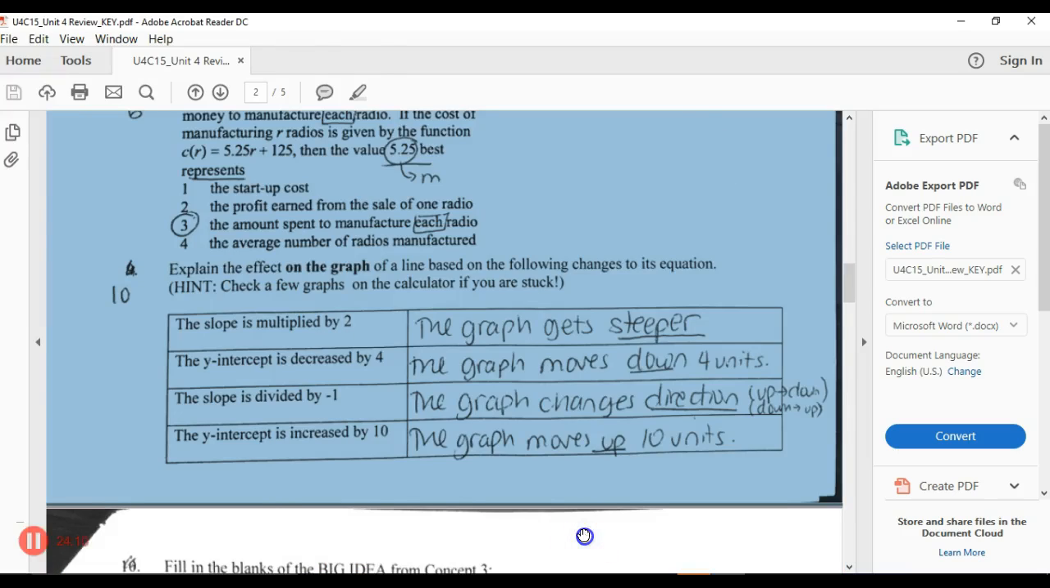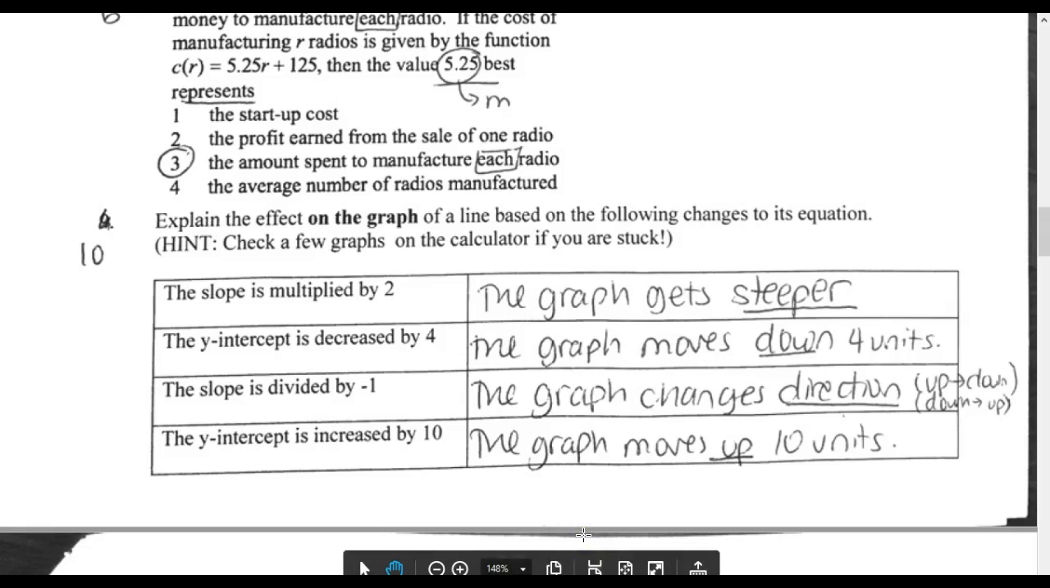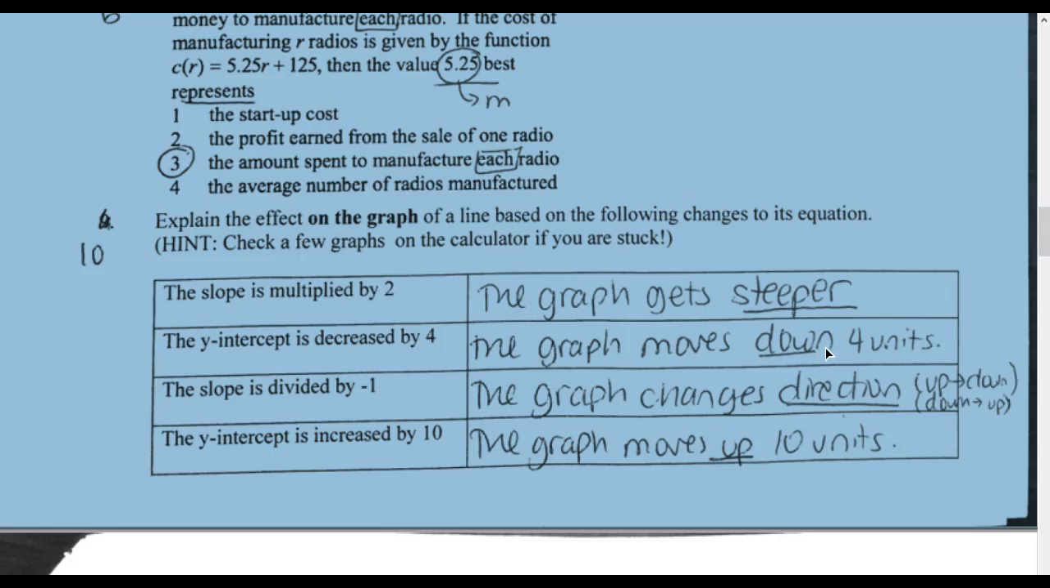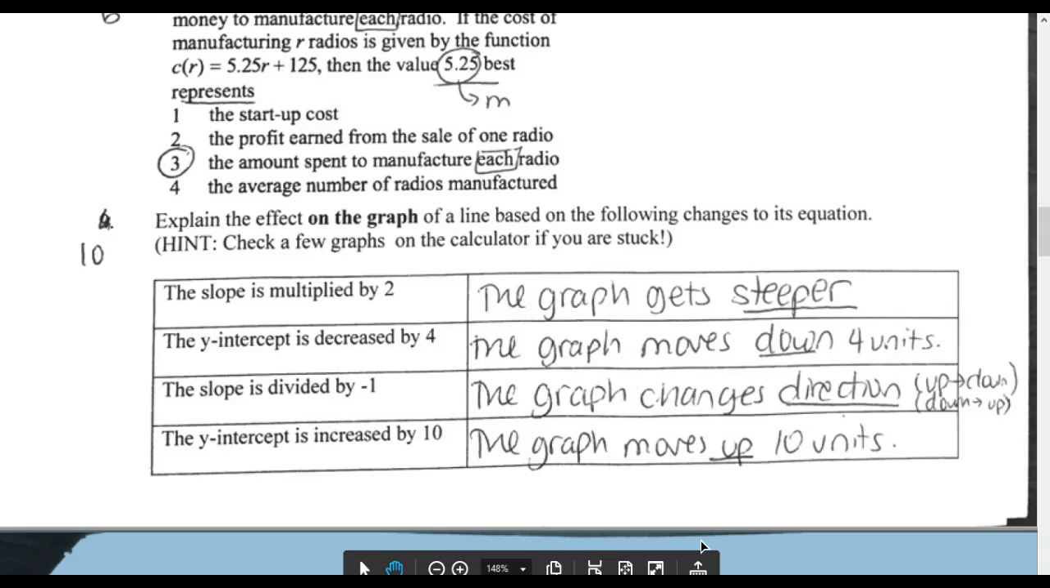Okay? Same idea, guys. The slope is divided by -1. The graph changes directions, and the y-intercept is increased by 10. So if it decreased by 4, it moves down 4. If it increases by 10, it moves up 10. Okay?